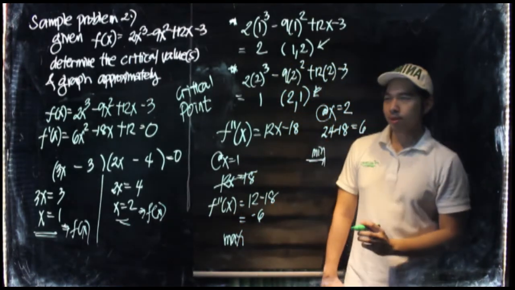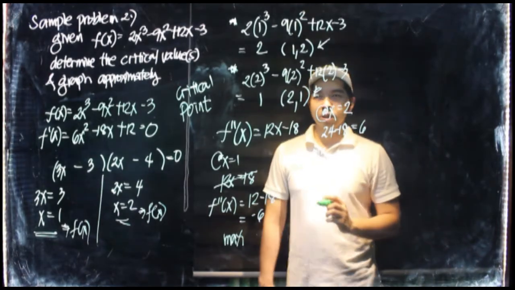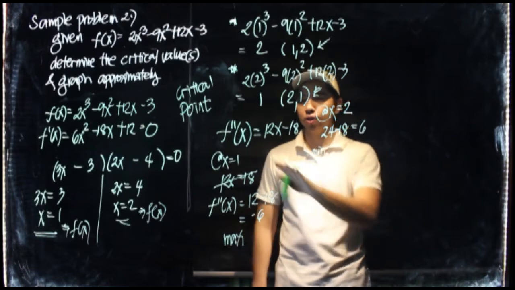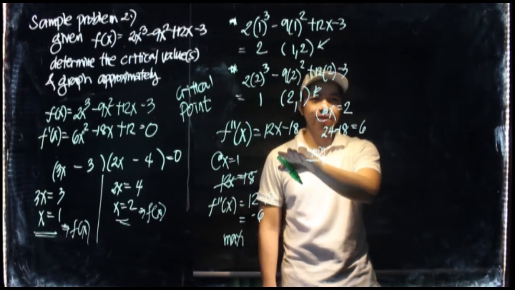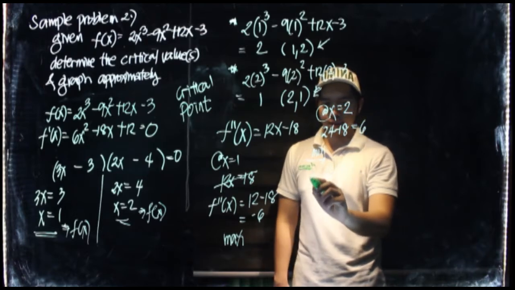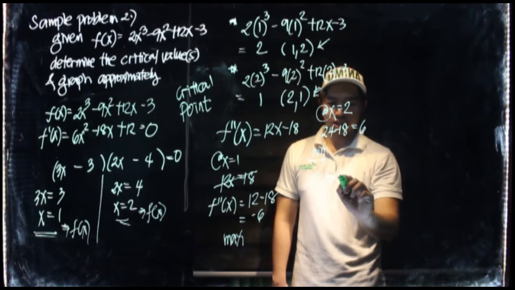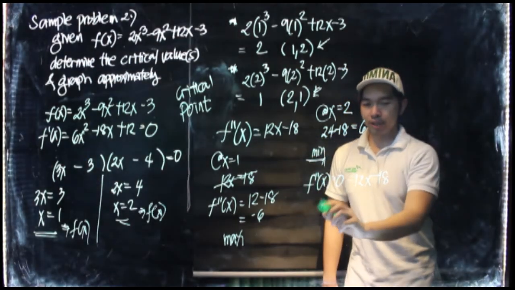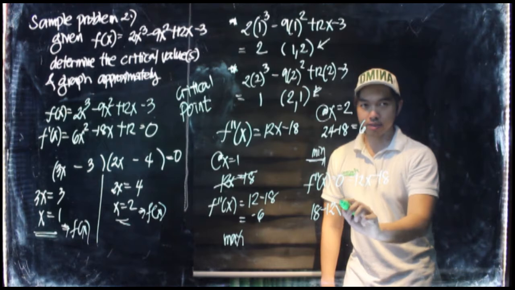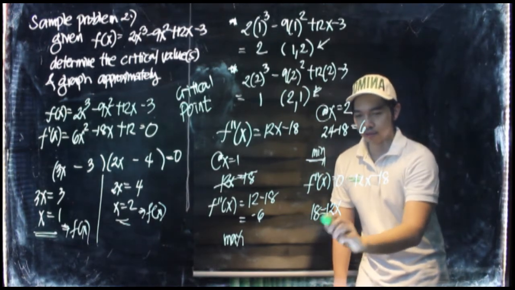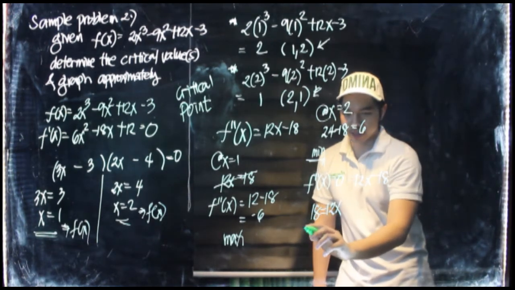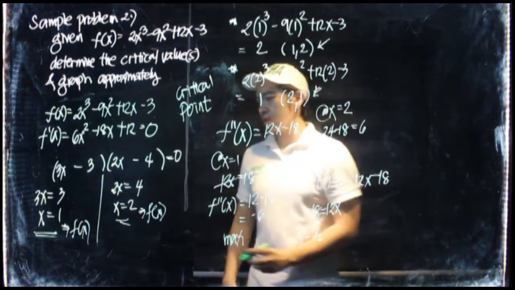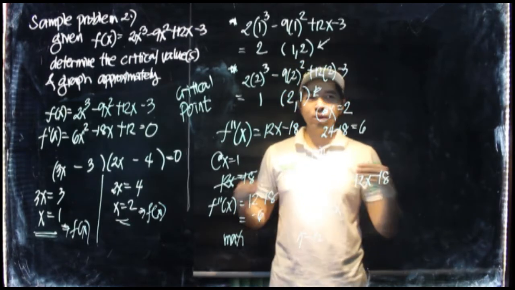Since we have two critical values, we also need to find the point of inflection. To find the point of inflection, we're going to utilize the second derivative and equate that to 0. So f double prime of x equals 0, equal to 12x minus 18. So we have 18 equals 12x, and that would give us x equals 3 halves. Substituting that back to the original equation to solve for the point of inflection.